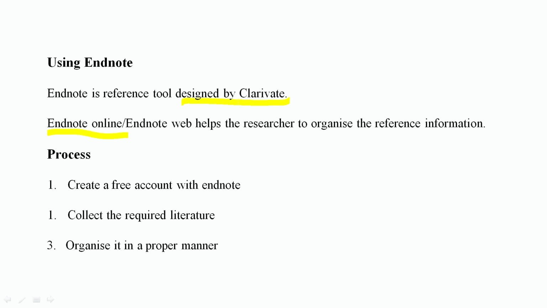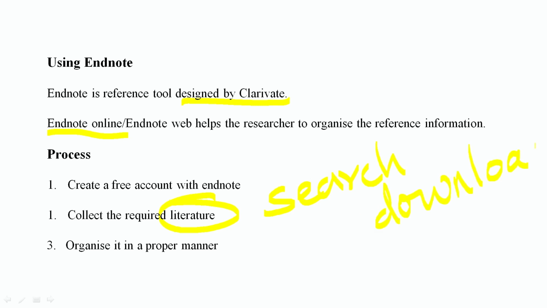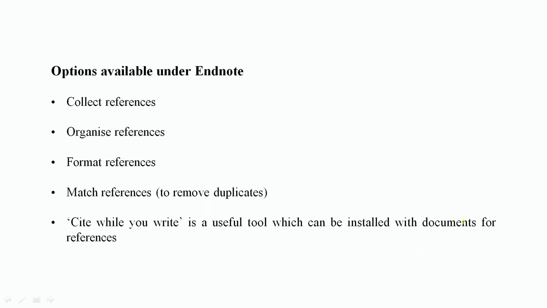What is the purpose? You need literature. These software help you to search the literature, and sometimes allow you to download it if it is open access, and you can organize it in a proper manner in a folder. When you organize these references, you can check whether they are duplicated. I mean, if you have downloaded multiple documents with the same author, you can remove them.